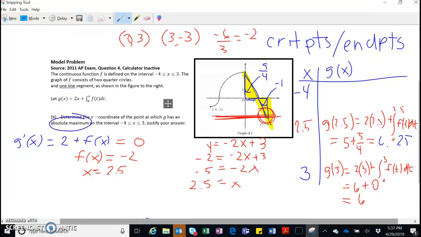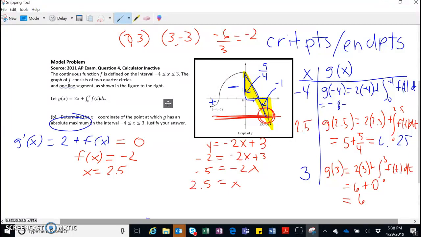Okay, so then the last thing that I want to do is uncover the quantity at -4. So g of -4 is 2 times -4 plus the integral from 0 to -4 of f. All right, so this one gets me to a -8. And let's be careful here. My bounds are upside down. So if I flip those bounds, I'm actually going to be subtracting this large quarter circle and adding this smaller one.